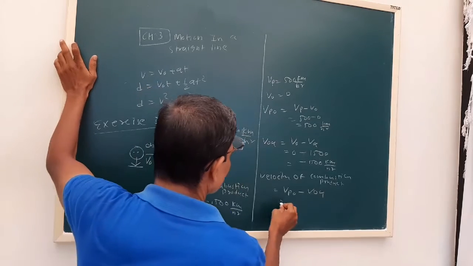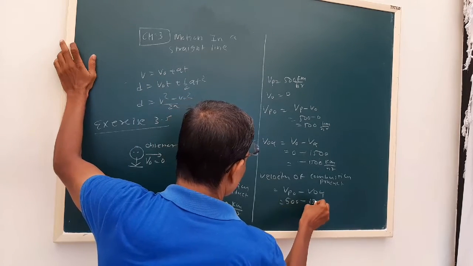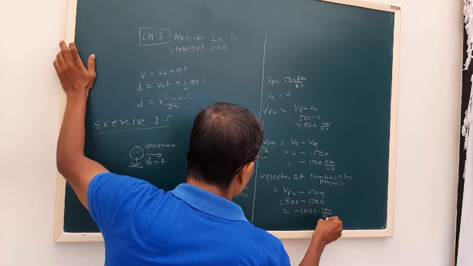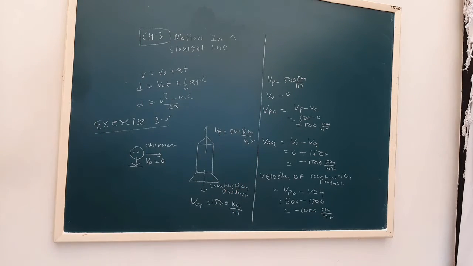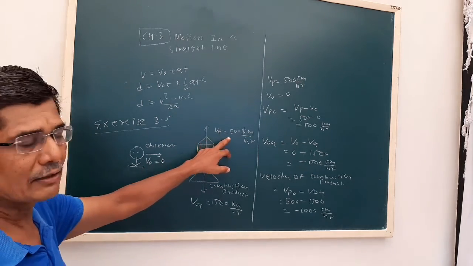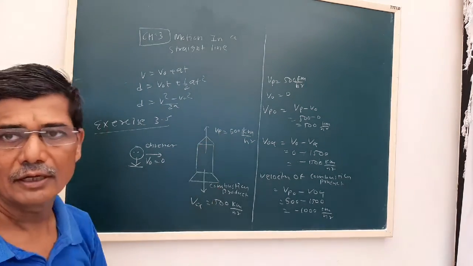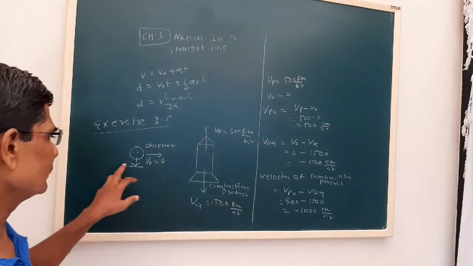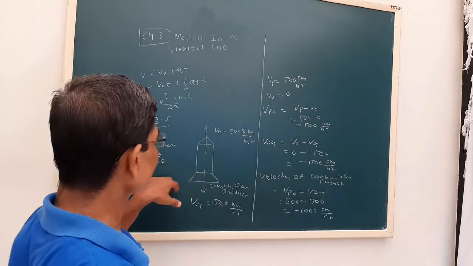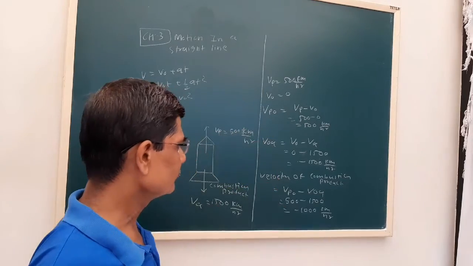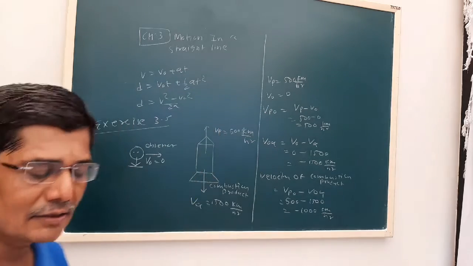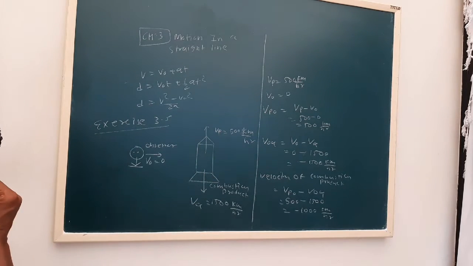That is 500 minus 1500, which is minus 1000 kilometer per hour. Okay, this is the case of relative velocity here. Now see, the velocity of the plane is 500 kilometer per hour. Velocity of the combustion product, that is in the form of gas, is 1500 kilometer per hour. The observer is stationary. First we have to find out V_PO, then V_OG, and then the velocity of the combustion product, that we get as minus 1000 kilometer per hour.